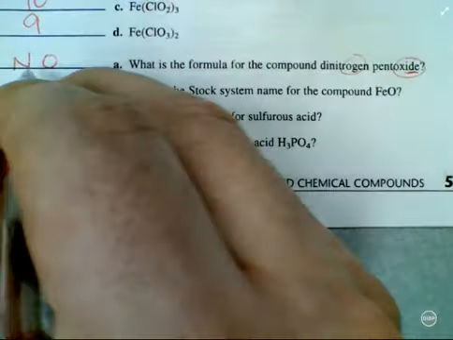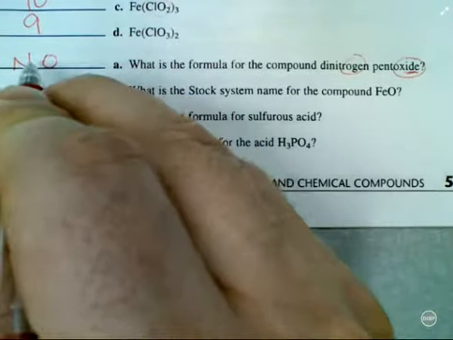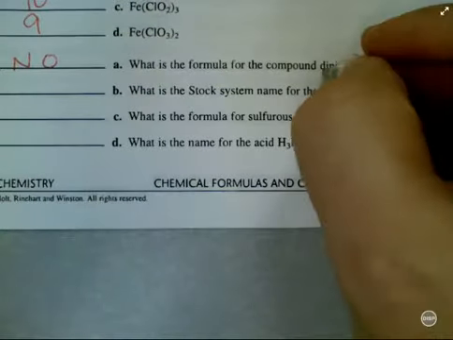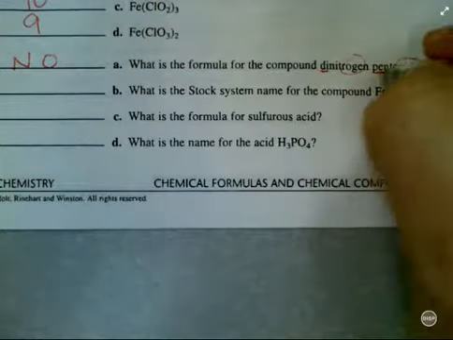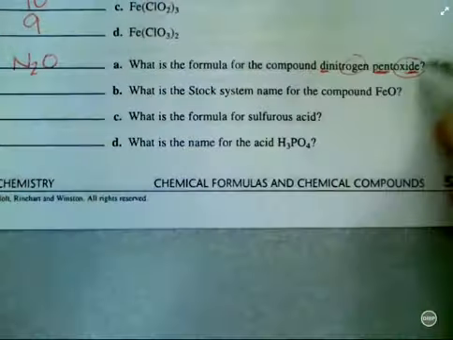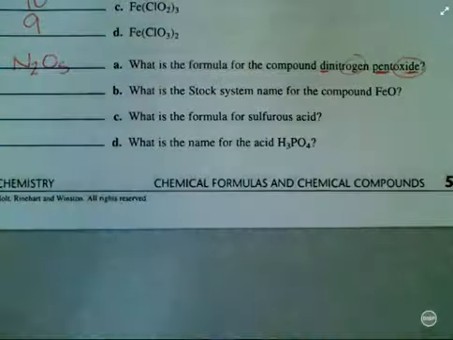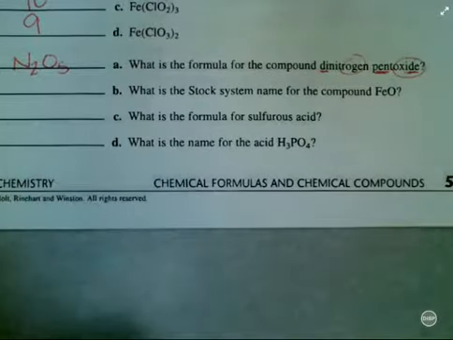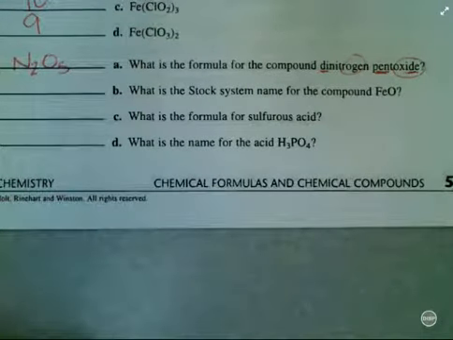And then I'm going to answer the question, well, how many nitrogens, how many oxygens? And for that, I'm going to look at these prefixes present in the name. Dinitrogen referring to 2, pentoxide referring to 5. So that's N2O5. What is the stock system name for the compound FeO?